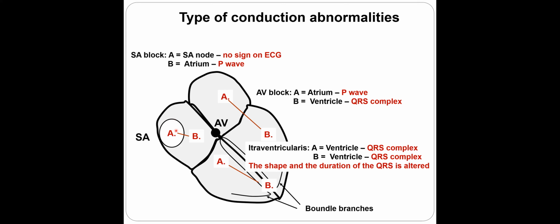When you want to evaluate SA blocks, there is no sign of the sinus activity. There is no sign on ECG. What we do see on ECG is only the atrium. So only from the P wave can we somehow conclude what kind of block we would have. Now, of course, the intraventricular conduction is represented by the QRS complex. How wide is the QRS complex? What is the shape of the QRS complex? This is how you should interpret and diagnose the intraventricular conduction abnormalities.